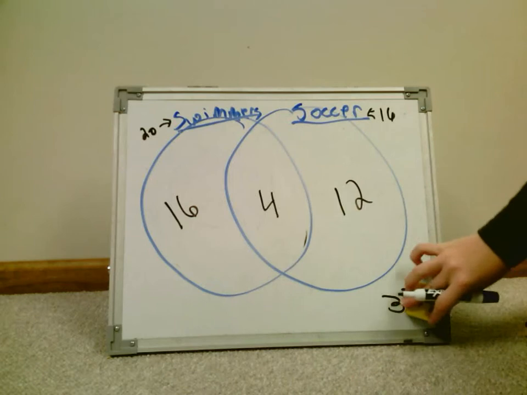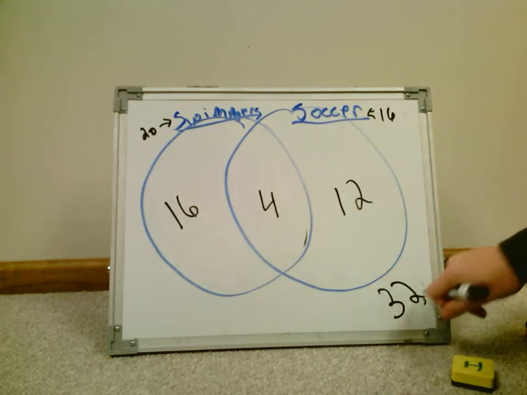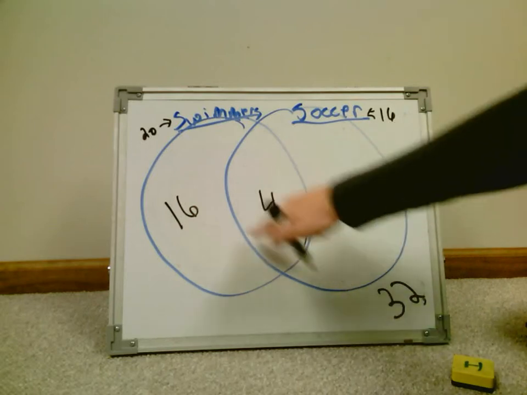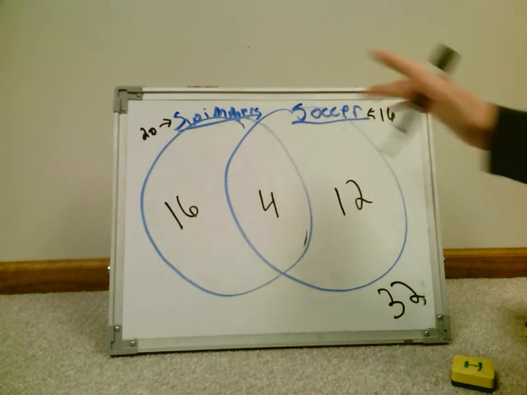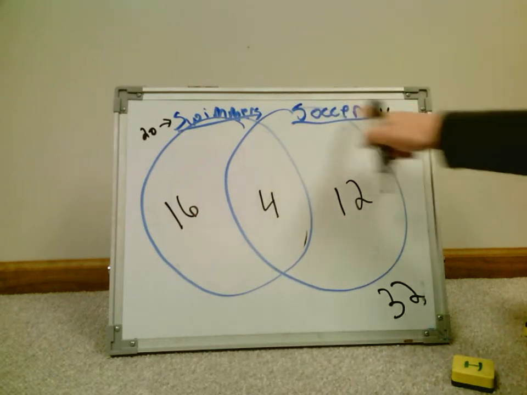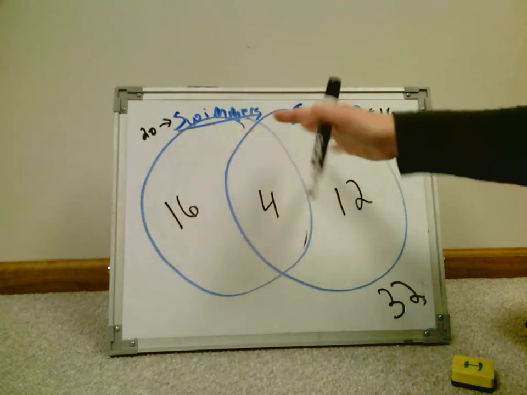So you might ask yourself, well, what happened to the 36? It's because 4 people counted on the swimmer side and the soccer side. They were counted in both of those. So with the 16, they were counted here. With the 20, they were counted here as well. So they're almost like double counted.